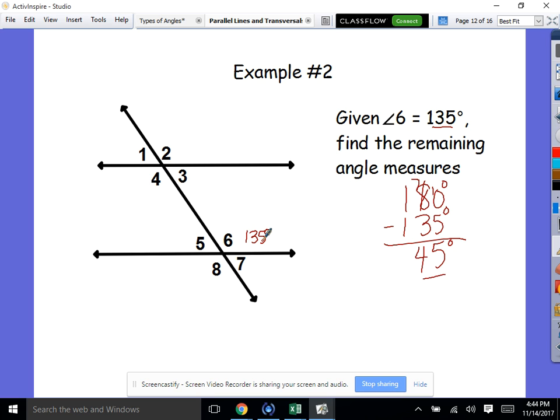So if angle 6 is 135, angle 7 is 45. Angle 8 is 135. Angle 5 is 45. Angle 4 is 135. Angle 3 is 45. Angle 2 is 135. Angle 1 is 45.